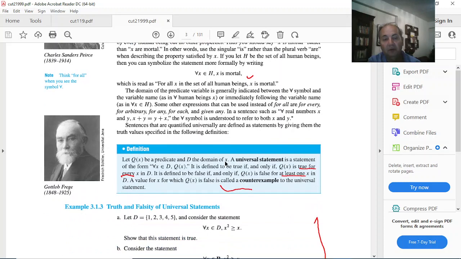A universal statement comes from the domain: it is true if and only if Q(x) is true for every x in D. This is the way we check it. If one x does not satisfy this relation, then a counterexample comes out, and the value of the predicate goes to false, right?